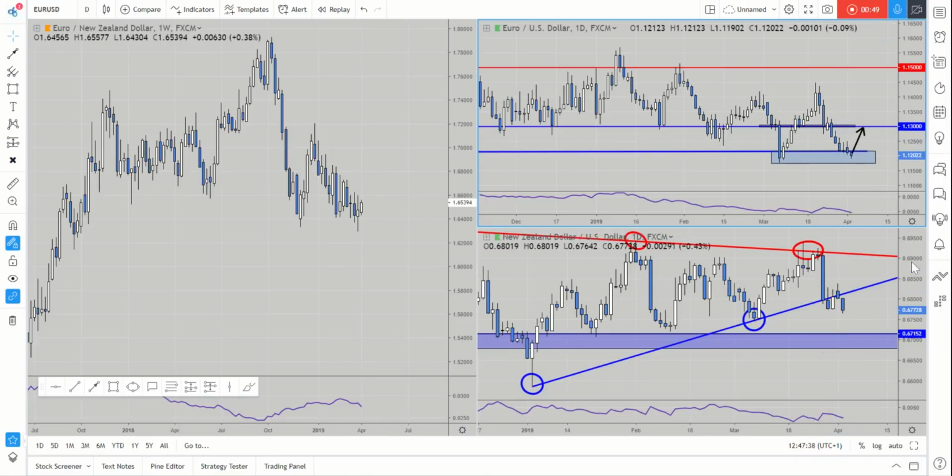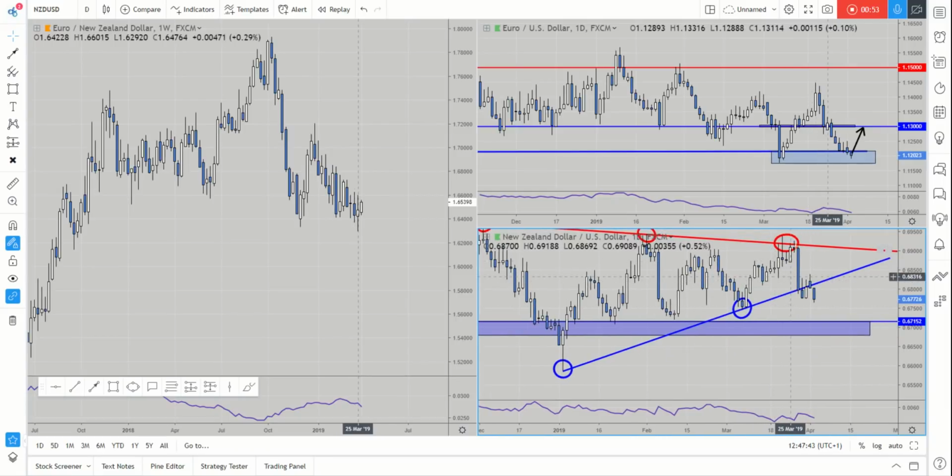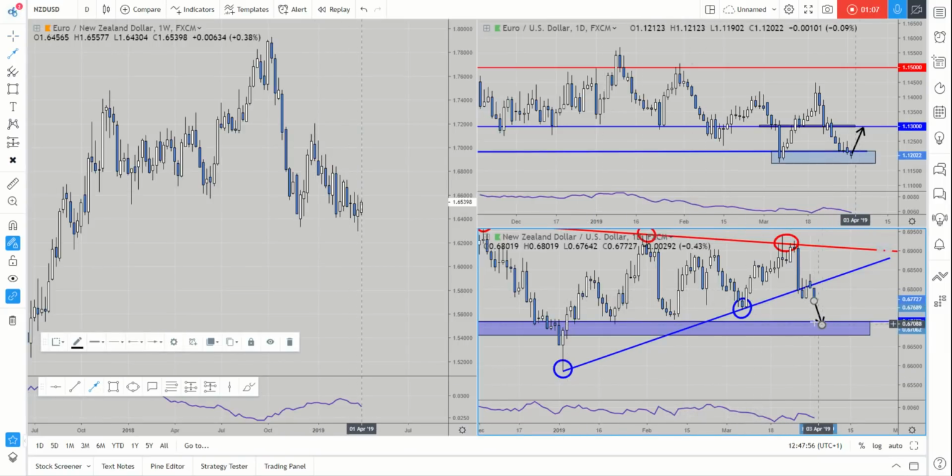Now, if we take a look at Kiwi dollar underneath, you can see that we've broken to the downside out of this consolidation pattern. The market came and retested those structure lows that we talked about in a previous Kiwi dollar video, and the market is starting to push lower again. So I do expect the Kiwi dollar to head back towards this 6,700 level.